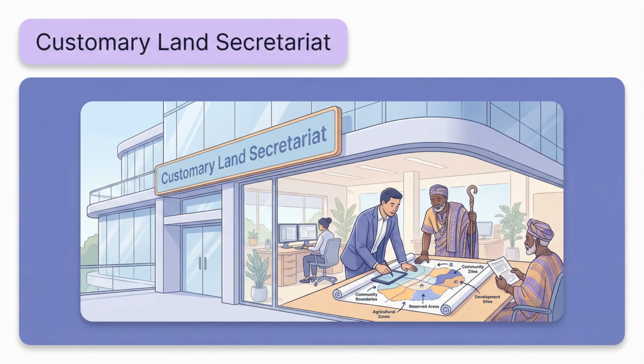Because so much land is held traditionally, Chapter 1 establishes the Customary Land Secretariat. This body is crucial. It helps stools, skins, and families manage their lands professionally, handle funds, and ensure that areas reserved for common use or natural resources are protected from reckless disposal.